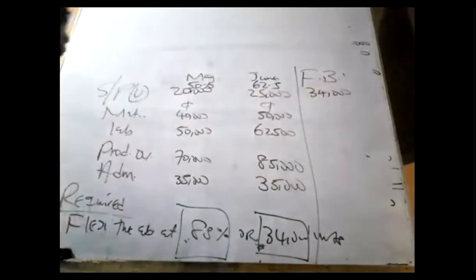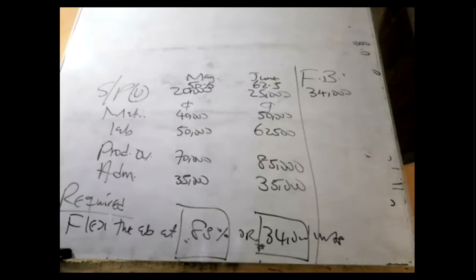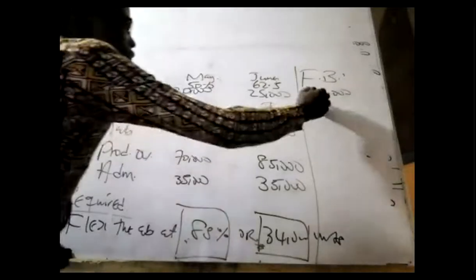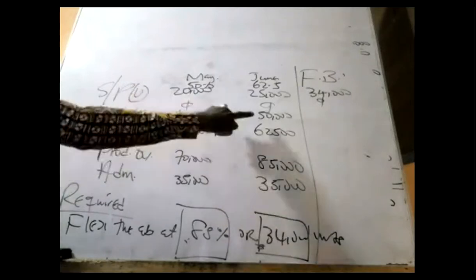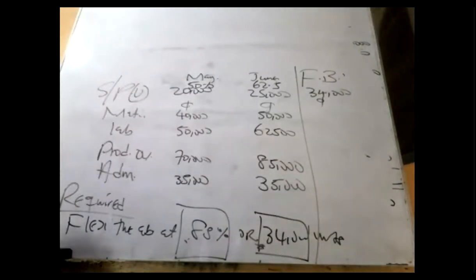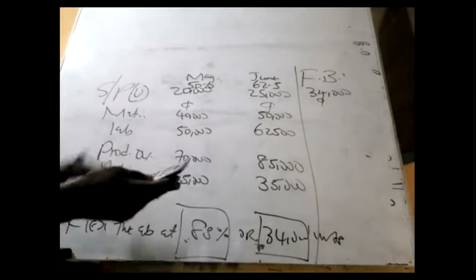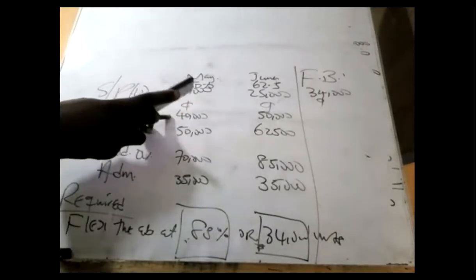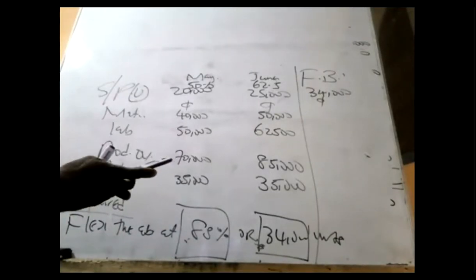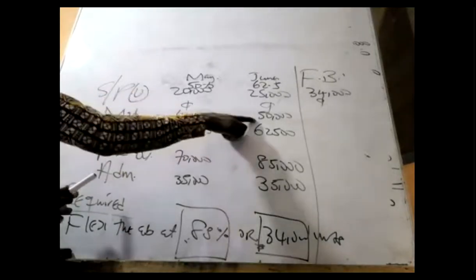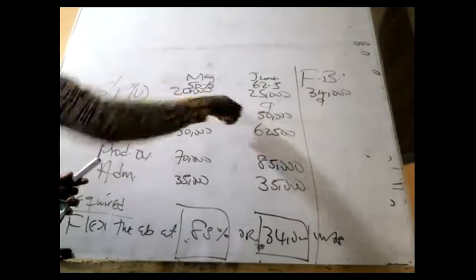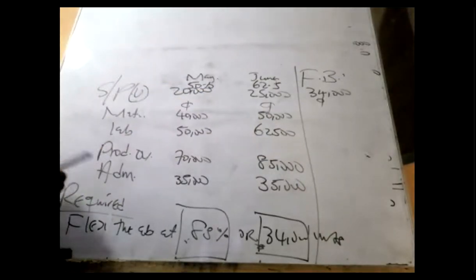In short, I need to find the cost per unit. So what will the material cost? Material here is 40,000 when they produce 20,000. It's 50,000 when they produce 25,000. So what's the material cost per unit? So pick the calculator, confirm. 40,000 divided by 20,000 will be 2 cedis, right? Confirm here too. 50,000 divided by 25,000 also gives us 2. So material is what? 2 Ghana cedis.